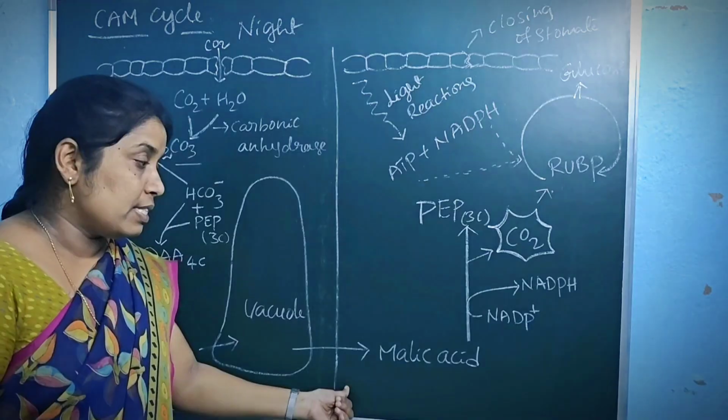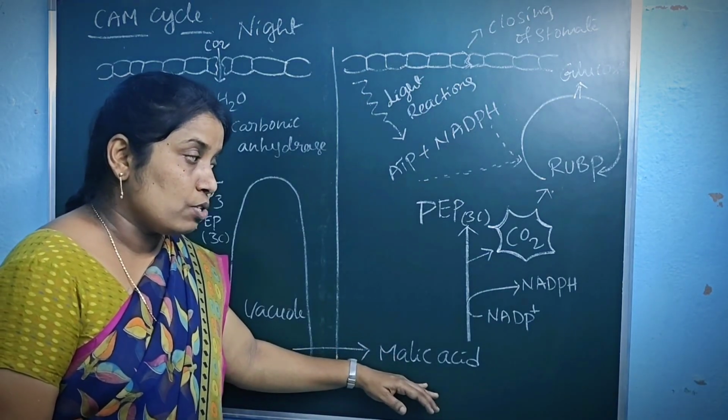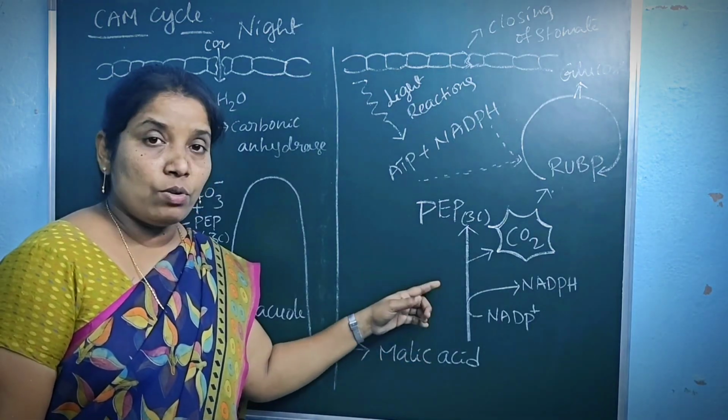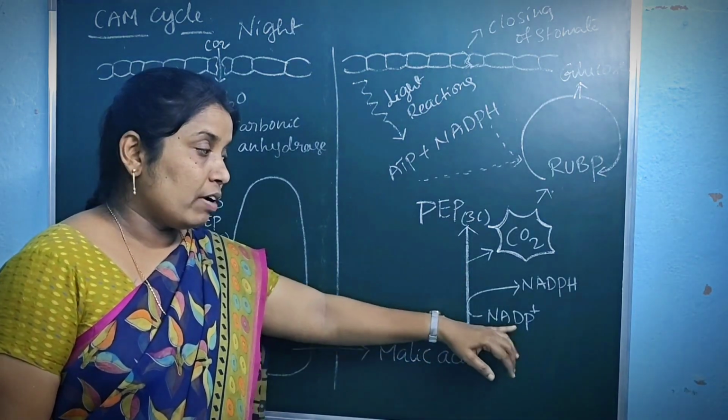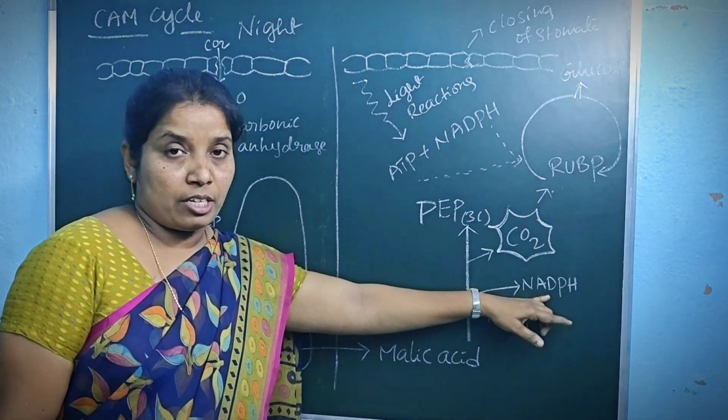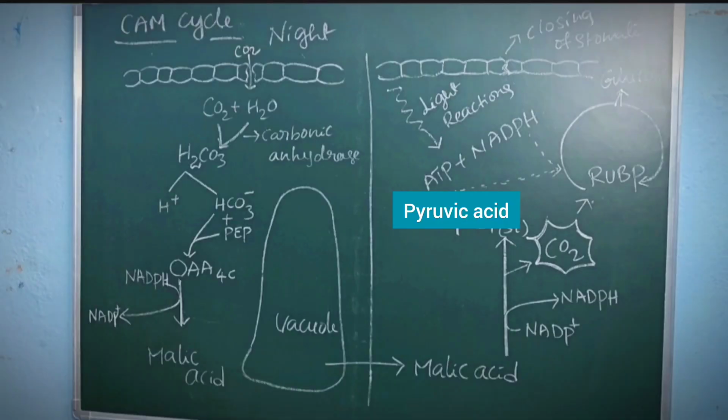So then what happens? This malic acid undergoes a decarboxylation reaction. In the presence of malic enzyme, it undergoes decarboxylation. Here one NADP plus is going to be reduced into NADPH. Okay, so students, there is another step here. From malic acid, initially pyruvic acid is formed, then that is converted into phosphoenol pyruvic acid. I have not mentioned it here, but I will explain this in the reactions.